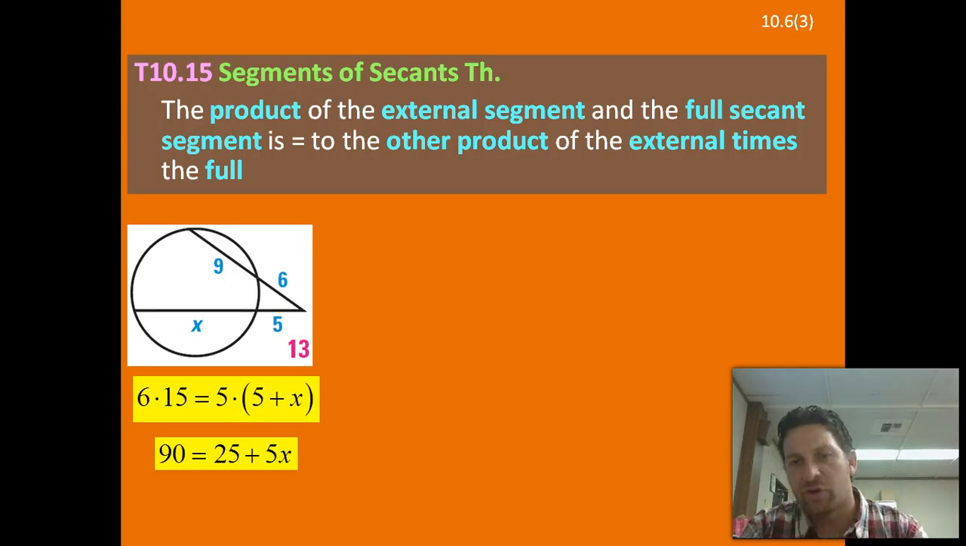So just try to look at the notes there and try to visualize what it is they did there. And remember, it's the external part times the whole length equal to the external part times the whole length. Part times full equals part times full.